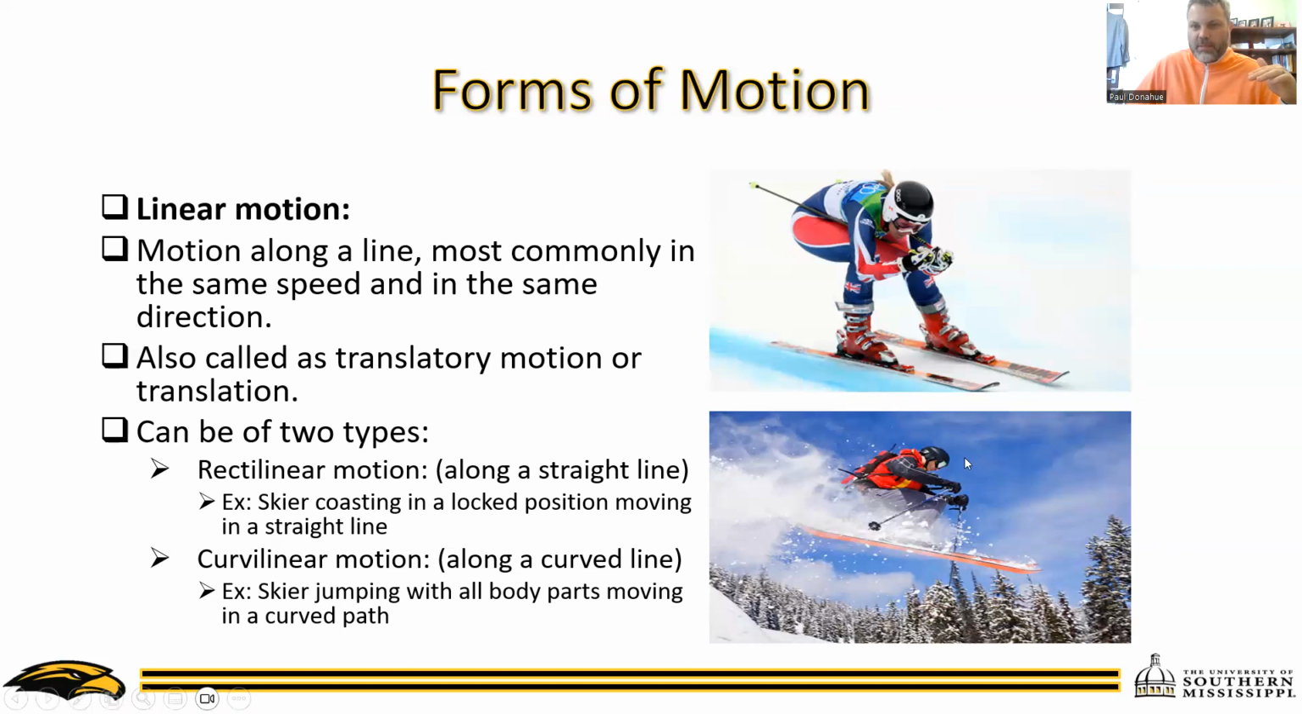Now, in this case, this person's in a fixed position, and all the points on their body are traveling at the same velocity or the same speed. That's what's making it linear, that everything's going at the same speed in the same direction, whether that's in a perfectly straight line, or on one of these curved paths, going through flight or going through the air.